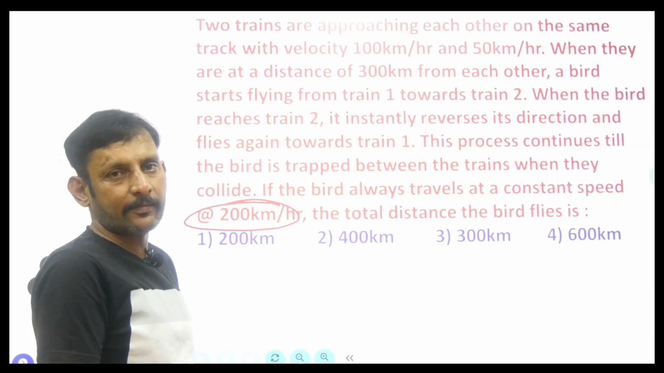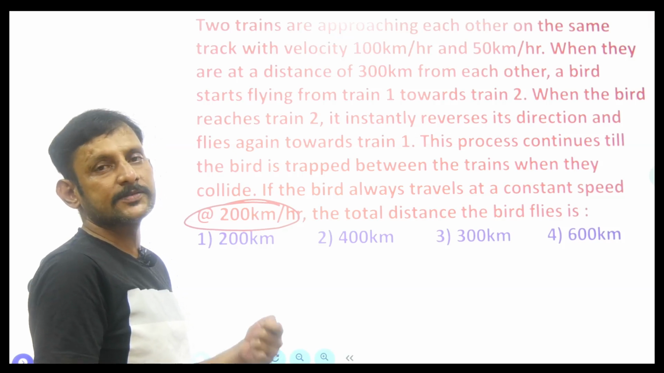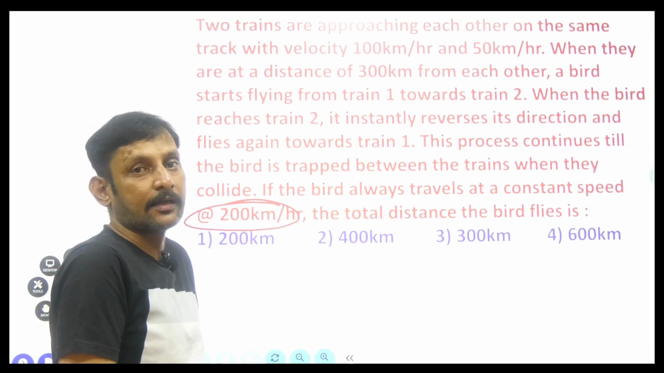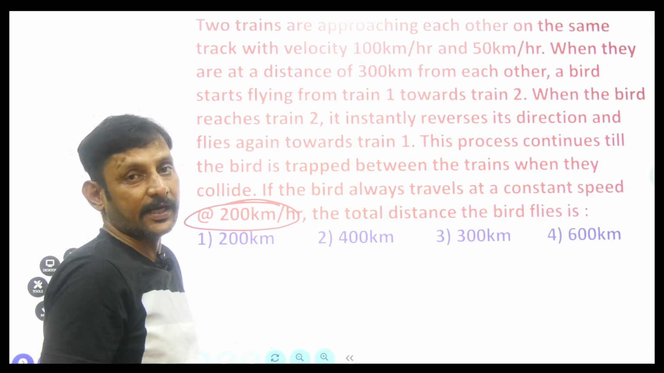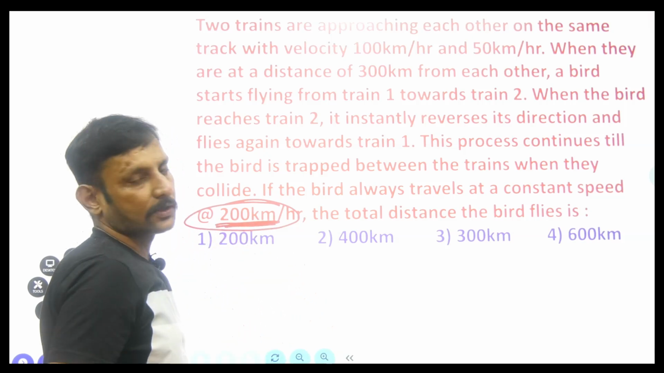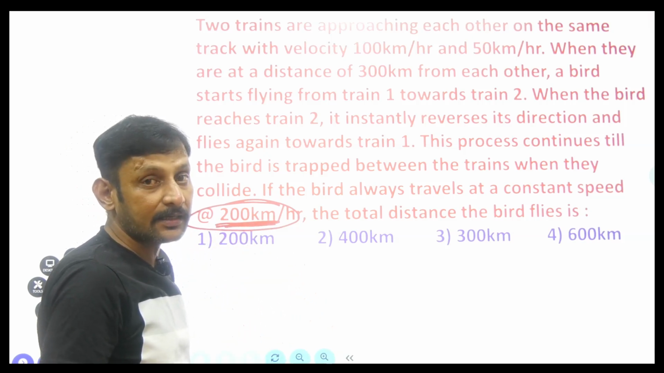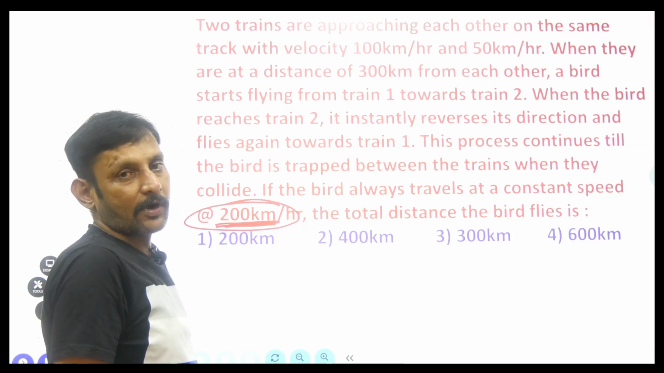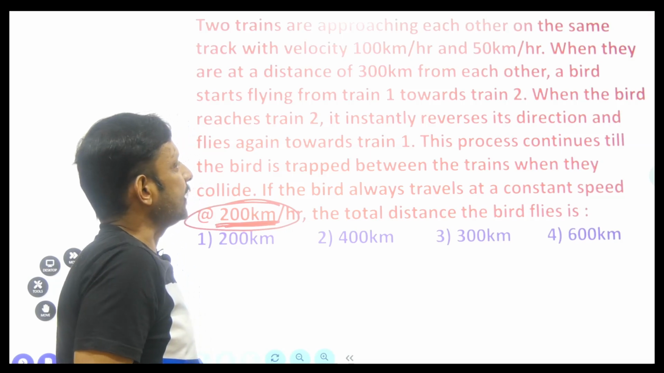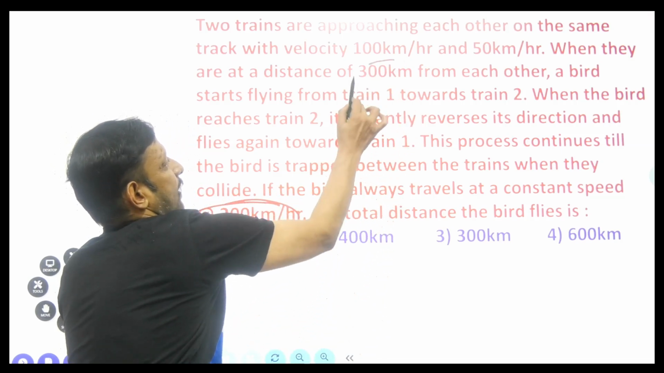Why? Because the formula to find the distance is time into speed, according to the DTS formula. What is the distance formula? Time into speed. I know the speed is 200 km per hour. So now I want to calculate the time period. What does the time period mean? When the two trains started, the initial distance between them is 300 km.